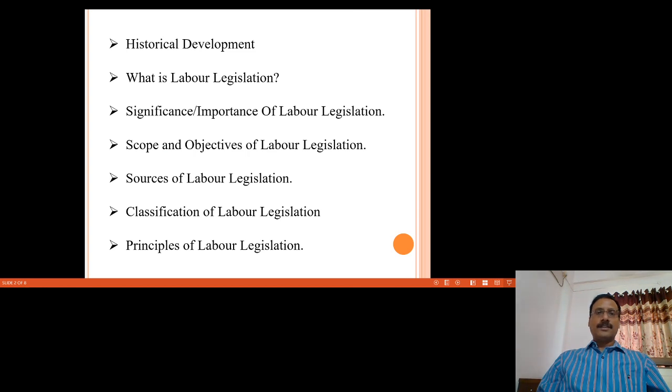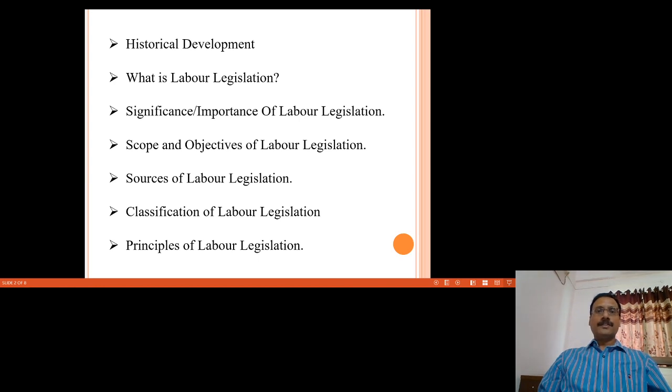Then, what actually is labor legislation, the significance and importance of labor legislation, what is the scope of labor legislation, what are the objectives of labor legislation, what is the source, where it comes from to design the labor legislation, how labor legislation is classified, and what is the base to prepare or design a labor legislation, that is called principles of labor legislation.